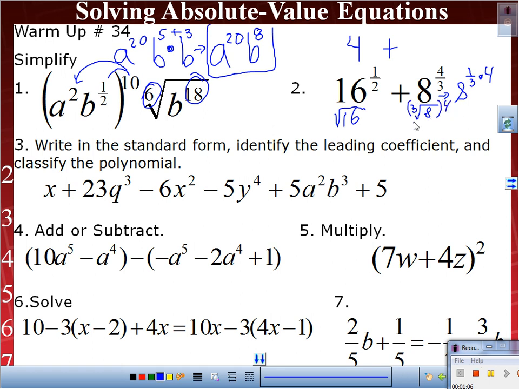What is cube root of 8? What number times itself 3 times gives us 8? 2. And what is 2 to the 4th power? 16. Because that's 2 times 2 times 2 times 2. This is not 2 times 4. It's 2 times 2 times 2 times 2. Therefore, 4 plus 16, that's 20. Hands if you got that.